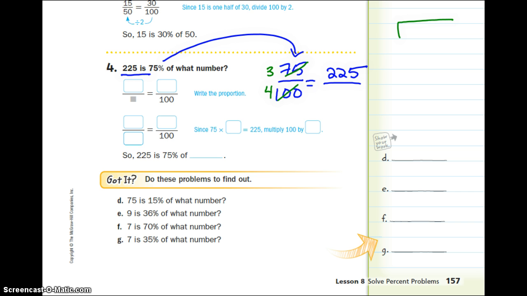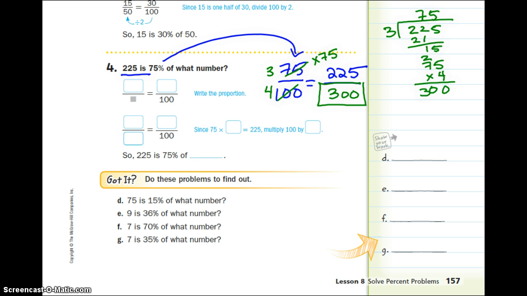Then I'm going to come over here and go 3, 2, 2, 5. We know that it goes into that because that's 9. So it goes into that 7 times, it's 21, goes into 15, 5 times. So that's 75. So we know that's times 75. So now I have to multiply 75 times 4. That's 0, that's 2, that's 0, that's 3. So that's 300. So 225 is 75% of 300.